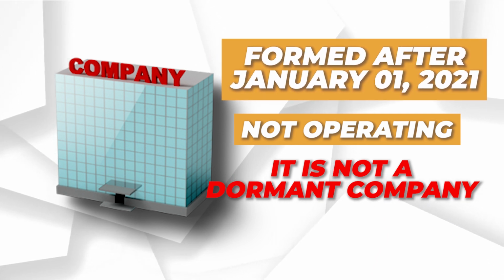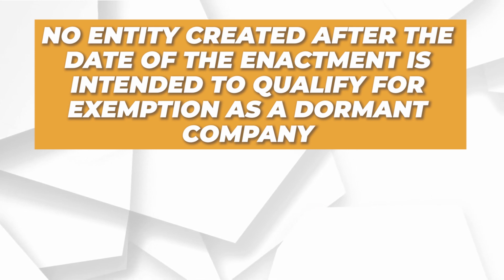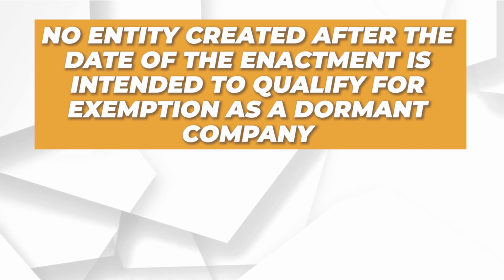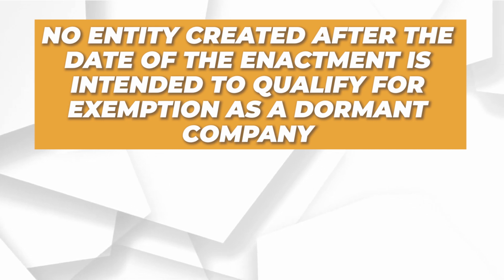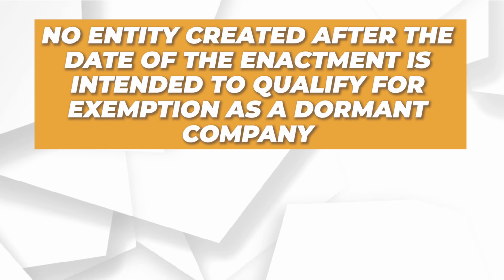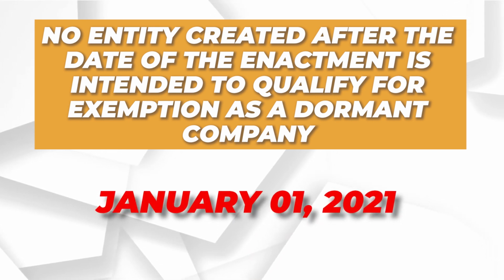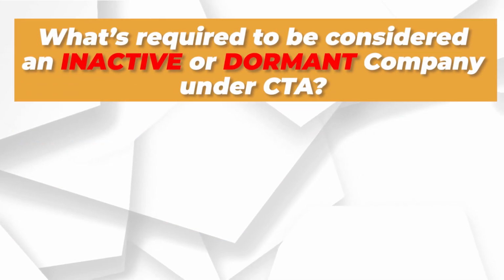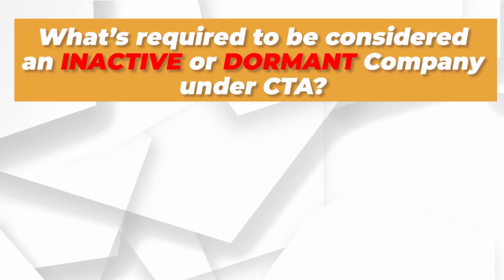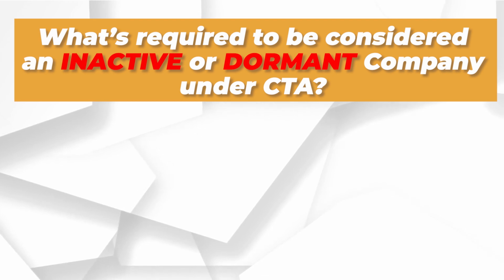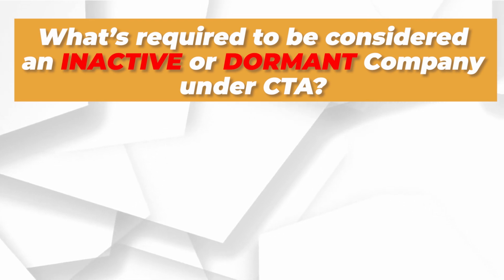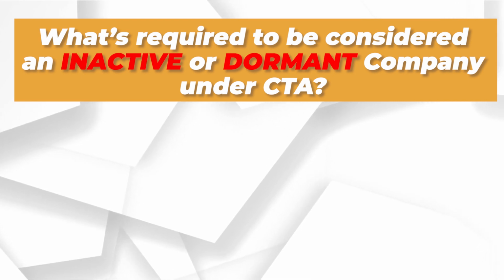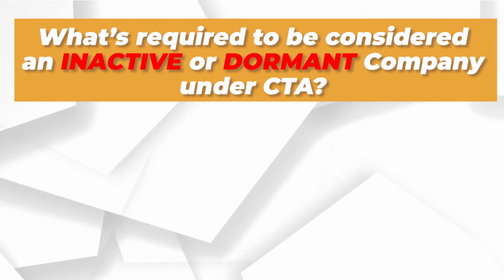So to summarize, no entity created after the date of enactment is intended to qualify for exemption as a dormant company. And when is that date of enactment? That's January 1, 2021. All right, so now that we've gotten that enactment date out of the way, let's focus on the various conditions that a company needs to meet to be considered inactive or dormant under the Corporate Transparency Act.